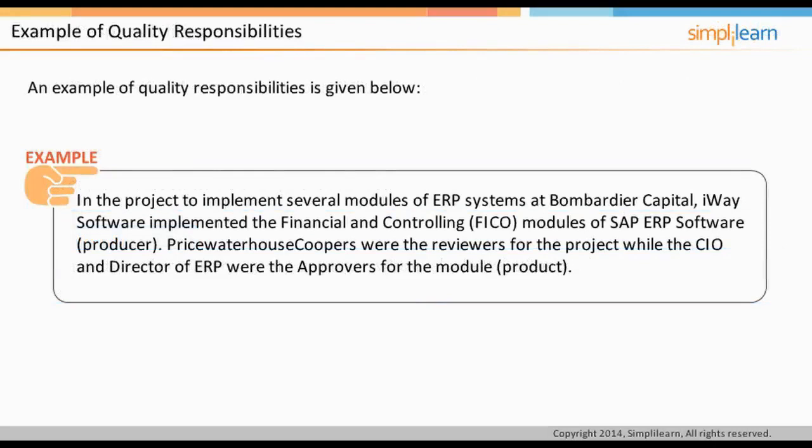In the project to implement several modules of ERP systems at Bombardier Capital, iWay Software implemented the financial and controlling FICO modules of SAP ERP software producer. PricewaterhouseCoopers were the reviewers for the project, while the CIO and Director of ERP were the approvers for the module product. A note should be made of all the quality management activities and their results. This is captured in Quality Register, which we will discuss in the next screen.